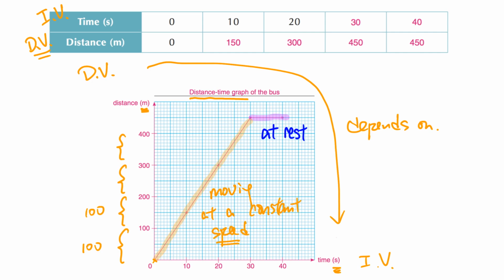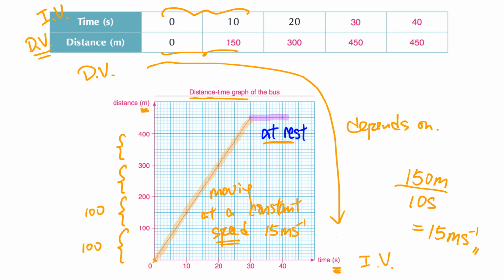That means the speed doesn't change, but it keeps on moving. Say for example, the bus keeps at a rate, say for example right here, for 10 seconds it moved by 150 meter. So 150 meter over 10 seconds. So actually it's moving at 15 meter per second. So we'll know that moving at a constant speed, the speed will be 15 meter per second right now. But if it is horizontal, that means it is at rest.